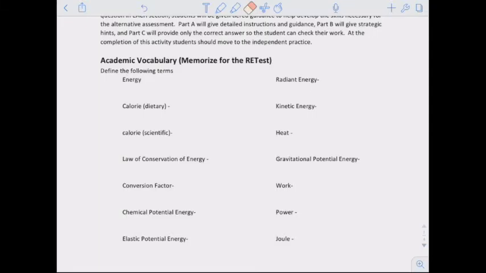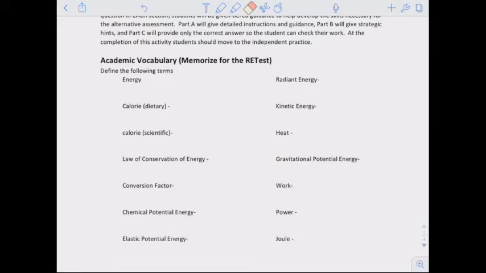Law of conservation of energy: energy cannot be created or destroyed, meaning the energy we have before is the energy we have afterwards. A conversion factor is a way that we can convert between two different units. Chemical potential energy is the energy stored in chemical bonds. Elastic potential energy is the energy stored in a spring or a rubber band. Radiant energy is the energy from the sun. Kinetic energy is the energy of movement.